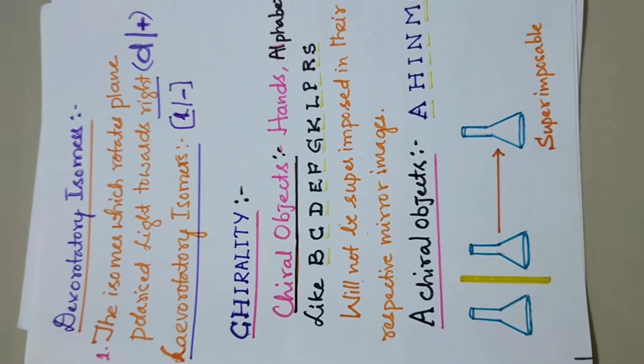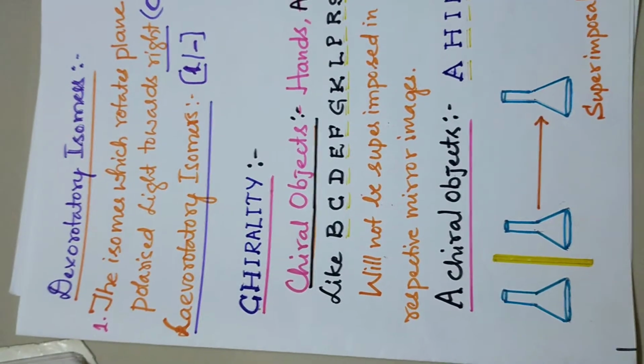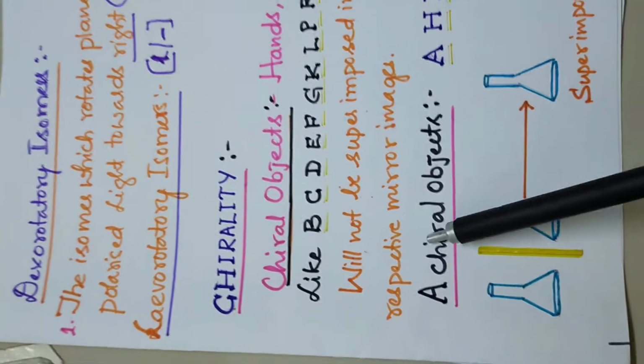Just I show it. Then achiral. Achiral means, just observe this one. The two flasks are there.